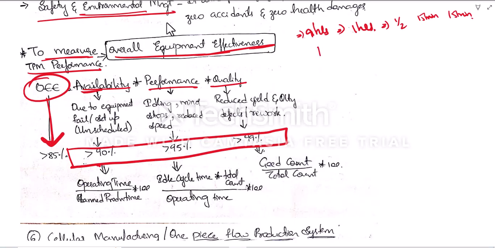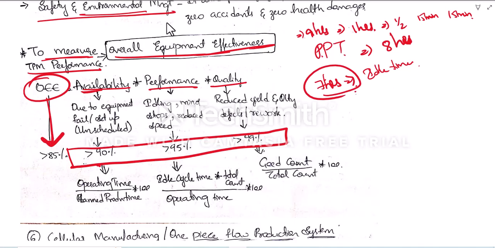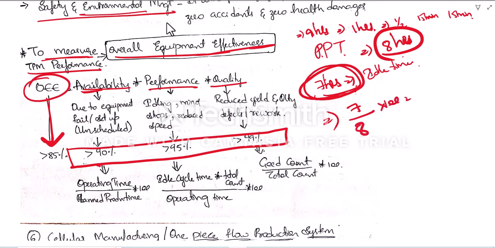So what is the planned production time? It is 8 hours. We have planned to produce for 8 hours, but unfortunately they have worked only 7 hours because of some idle time, breakdown, accidents, anything. So this is the planned production time, and this is the actual operating time. Dividing the actual operating time by the planned production time, we arrive at the availability ratio.